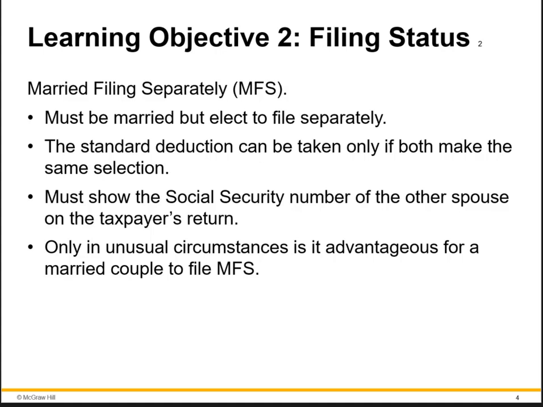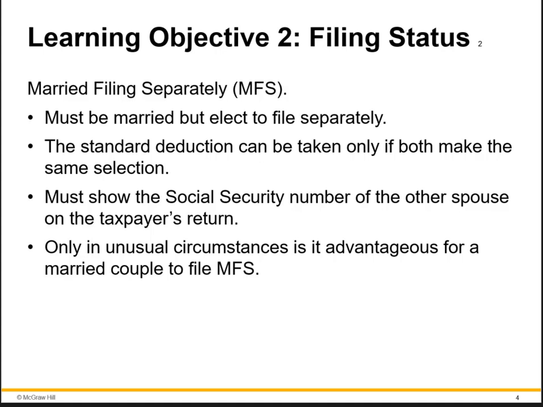You've got to show the social security number of the other spouse. Okay, so the husband has to have the social security number of his wife, vice versa, on their return. So there's no way to disappear if you file separately. And it's only in some very unusual situations that it is a better deal to file separately. Typically, if you're going to advise a client to file separately, it is when one spouse makes a lot more money than the other. There's some very limited situation where that might be beneficial.